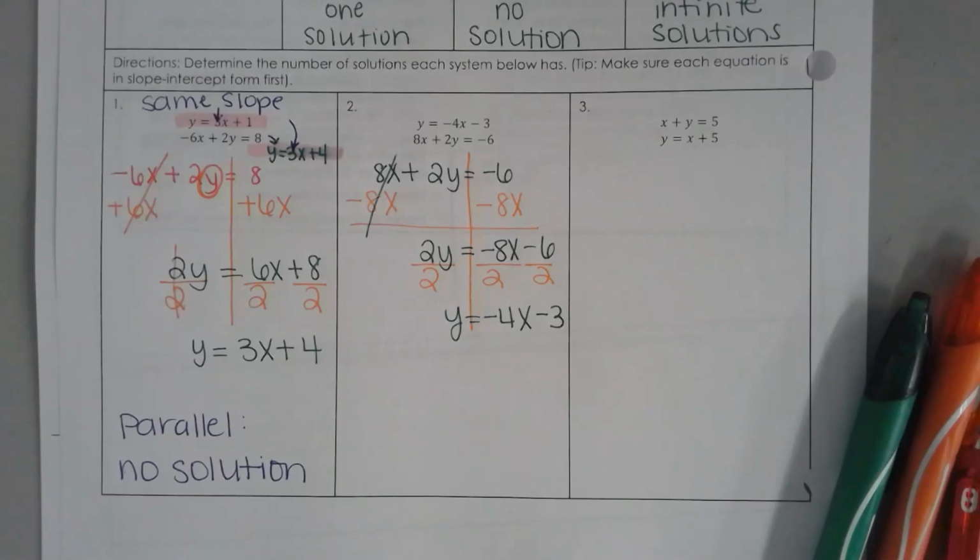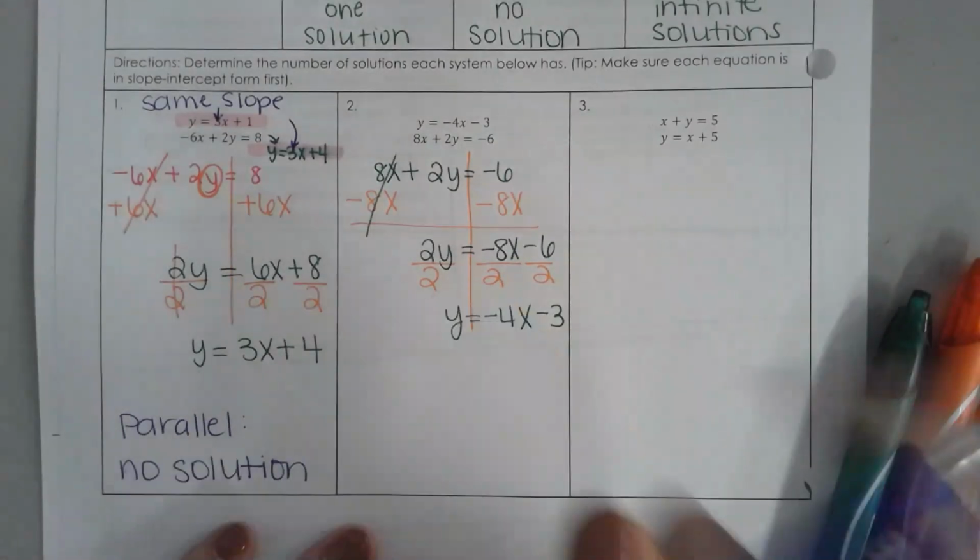How does that compare? This 8x plus 2y is equivalent to y equals negative 4x minus 3, which is the exact same as the other one. So all of those are the same line. So yes, it's infinite solutions. Same line.